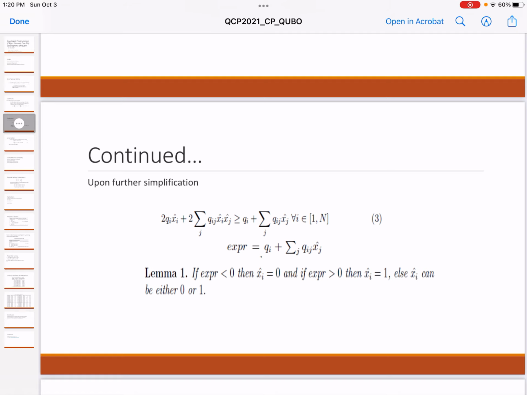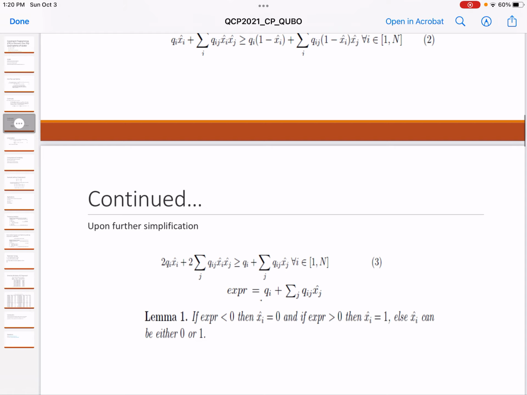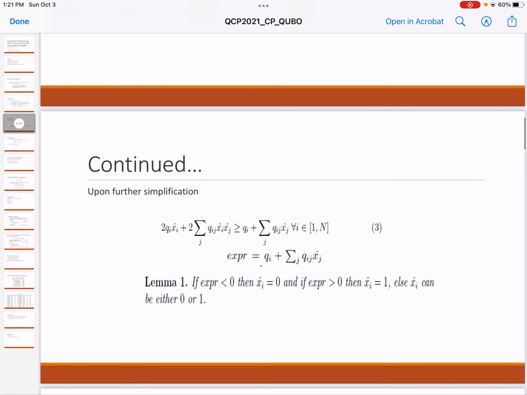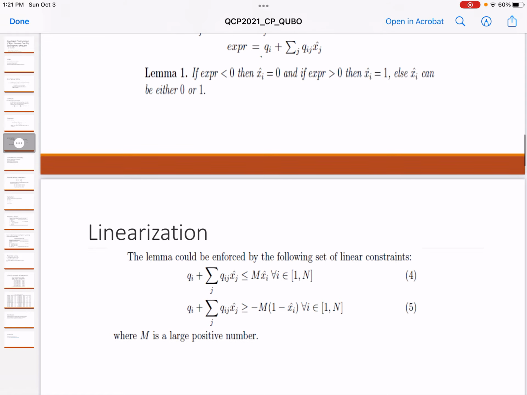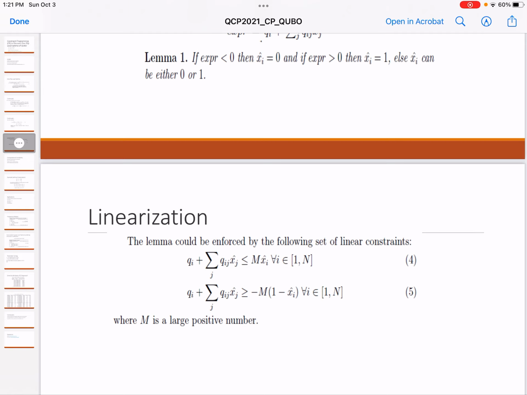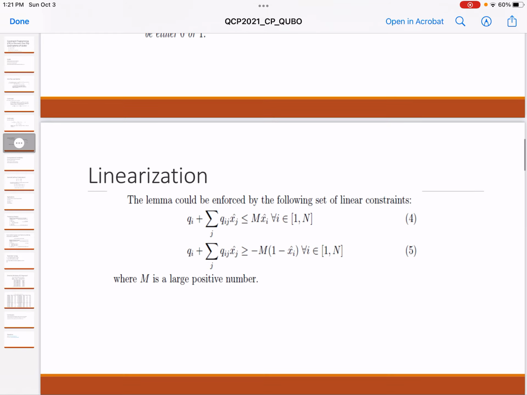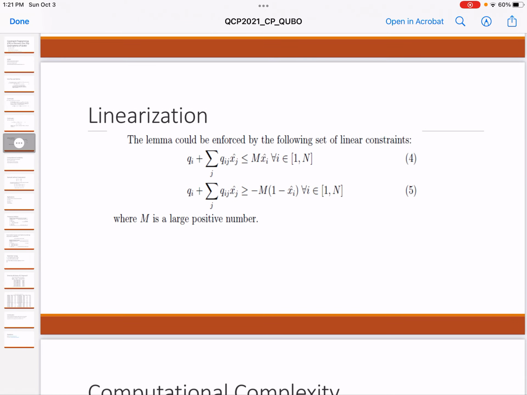The only challenge using equation 3 is that it's a non-linear equation. You have this quadratic coefficient xi hat xj hat, and we can use tricks from integer programming to further linearize this expression. This is how we linearize it, and this lemma can be enforced by the following set of linear constraints. Now we have a much more efficient setup for a constraint programming engine, and you can feed equations 4 and 5 into the constraint programming engine using a penalty coefficient M for a maximization problem.